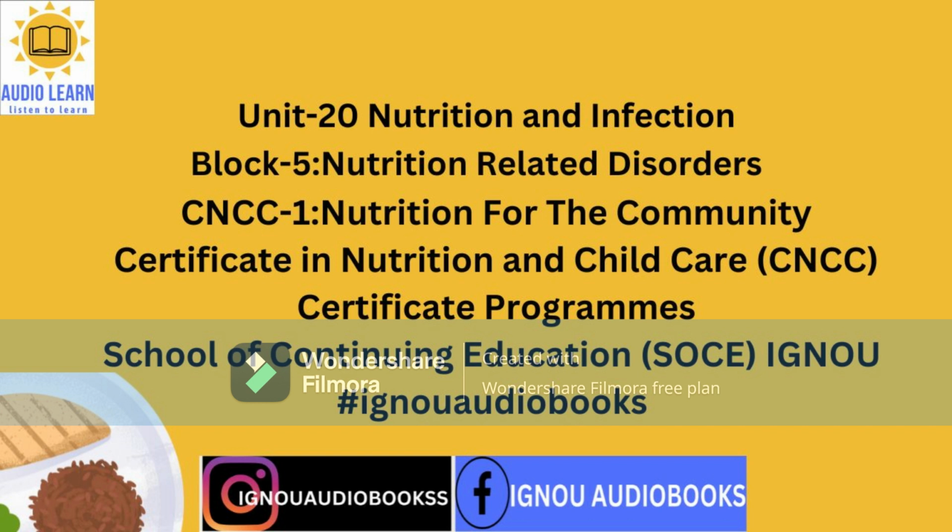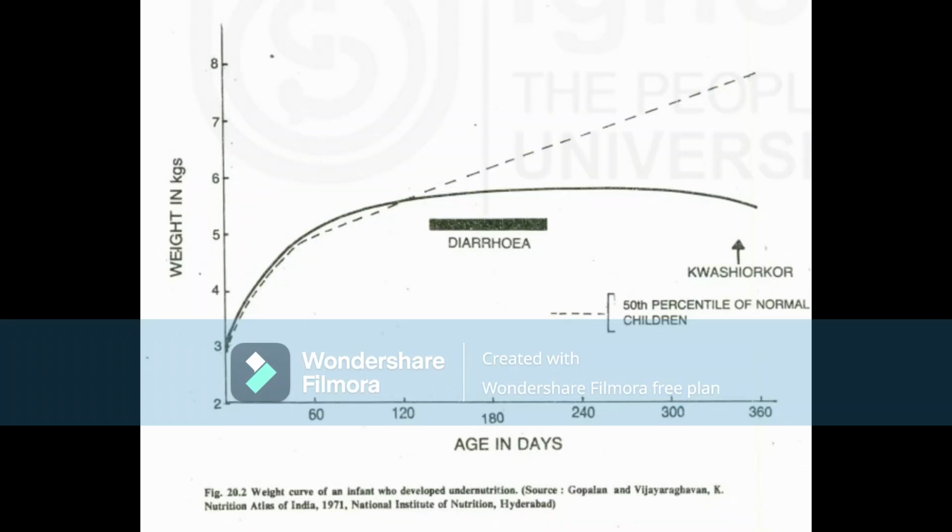In view of the poor environment and lack of hygiene, the children are constantly exposed to infections like diarrhea and respiratory infections. There is reduction in food intake by the child due to loss of appetite due to these infections. As a result, there is further slowing down of growth. The cycles of dietary deficit and infections ultimately may lead to kwashiorkor in a child. Figure 20.2: Weight curve of an infant who developed undernutrition. Look at the screen for table content.